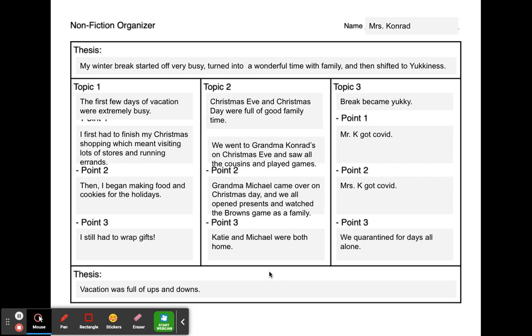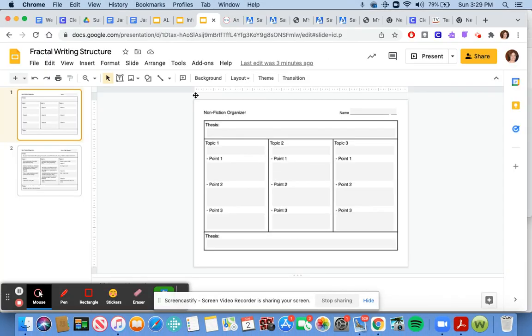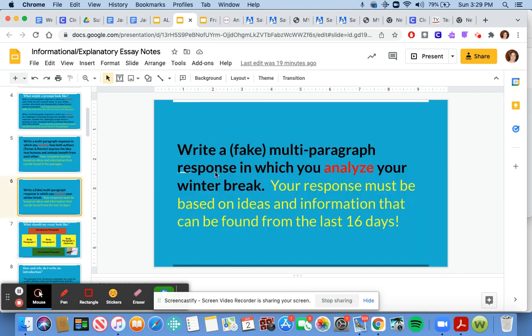So now your task is to go to the blank organizer that I have for you. And you're going to answer the question. You're going to analyze your Christmas vacation or your winter break. And you're going to write a multi-paragraph response. So you're going to plan this. We're not actually writing it. We're just using this organizer to plan it. How was your winter break? And it has to be based on information from the last 16 days.